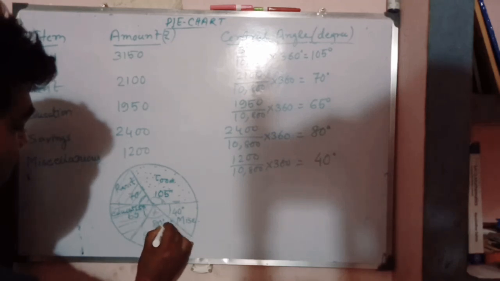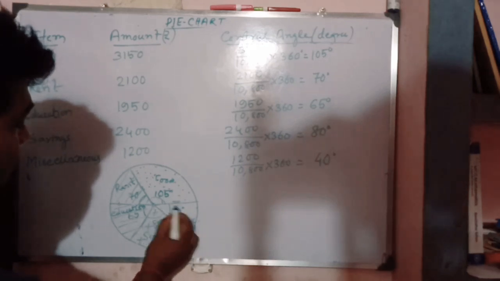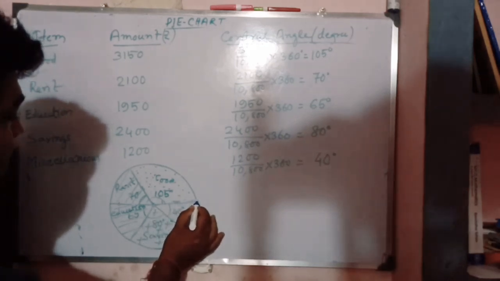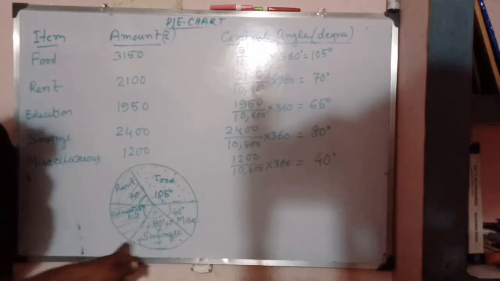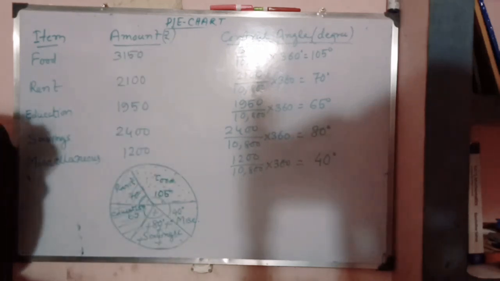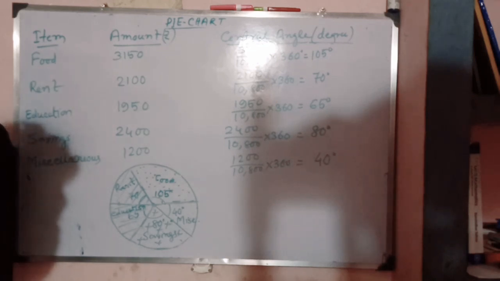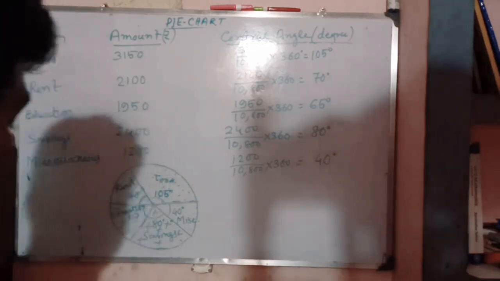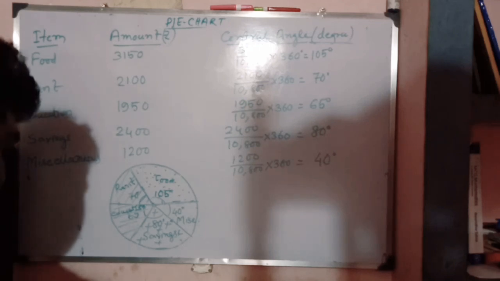And for miscellaneous, you just keep it as it is. So that is the required drawing for my given question. So hope you understood the process of drawing a pie chart, or what a pie chart is. Okay, so again, if you have any problem, then take help from the book example that is given.